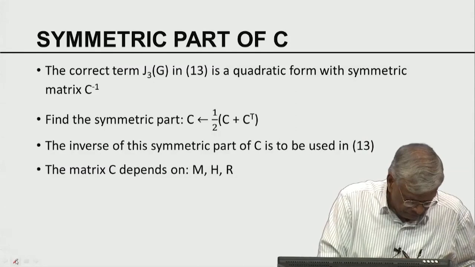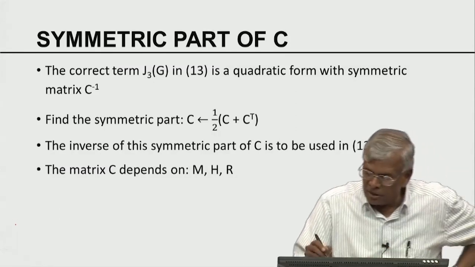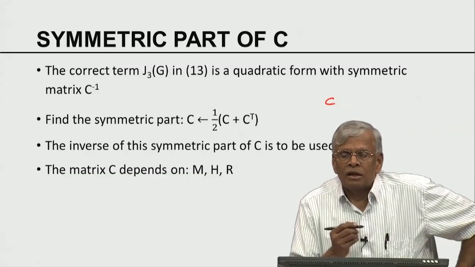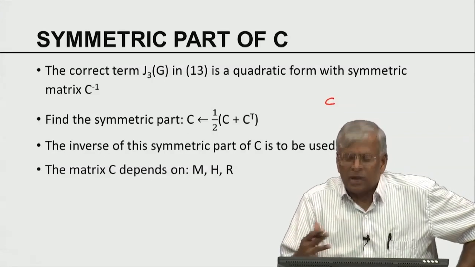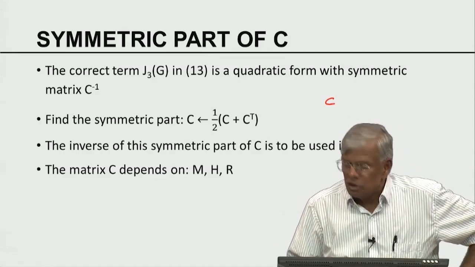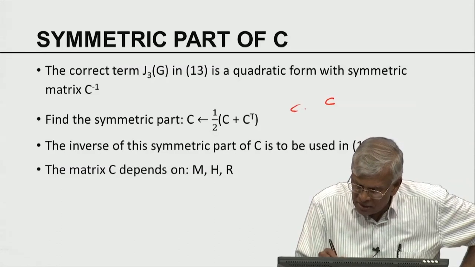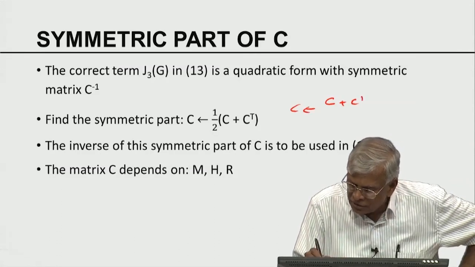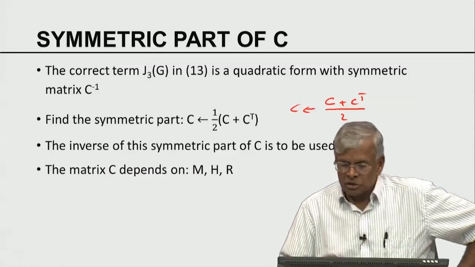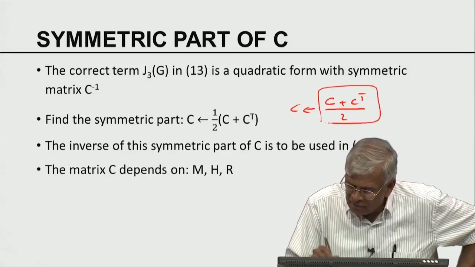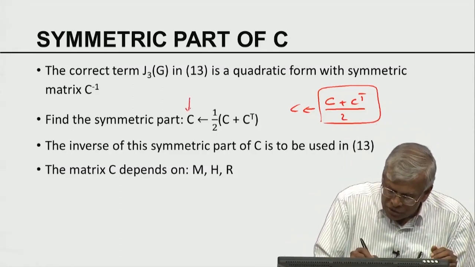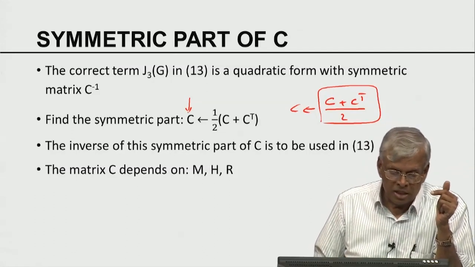So let us go back now. I have computed the matrix C. Please understand, in trying to consider quadratic forms, only the symmetric part of C matters. So the symmetric part of C is C plus C transpose by 2. So we compute C as I have done, and consider the symmetric part of C. So the new C is called the symmetric part of C.